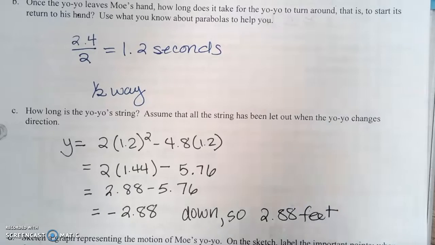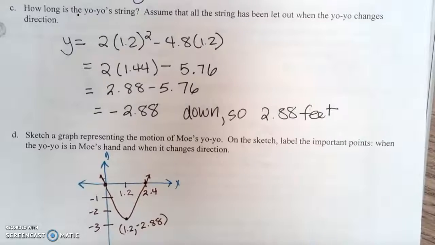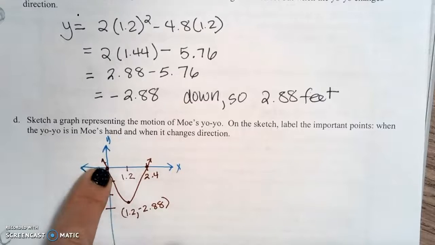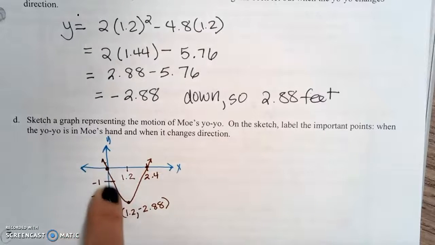And then part D, they want us to sketch a graph representing the motion of Mo's yo-yo. On the sketch, label the important points: when the yo-yo is in Mo's hand and when it changes direction, okay? So here the yo-yo is in Mo's hand. He drops it down.